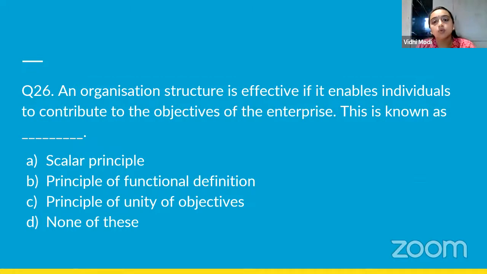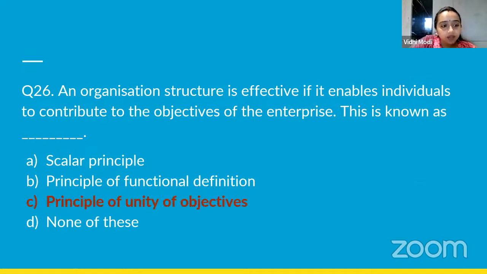Scalar principle cannot be the answer. Why? Because scalar principle helps you understand the position that you hold in the company, meaning it talks about the hierarchy of the organization, right? Therefore, that is what scalar principle talks about. Scalar principle, yet again, is a pretty important topic as such. So you should be very clear of the scalar chain. Okay, coming to this answer, an organization structure is effective if it enables individuals to contribute to the objectives of the enterprise. Okay, principle of unity of objectives. That is what talks about how there should be a unity of objectives, both by the individuals and by the organization. Okay, right. So option C is the answer.